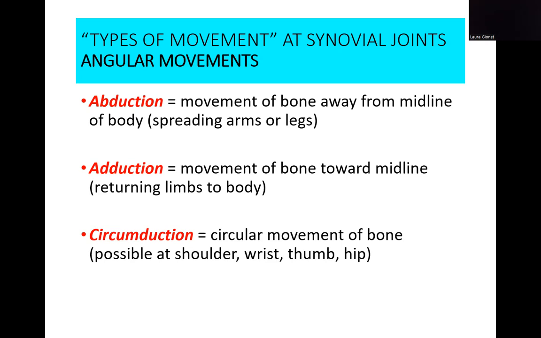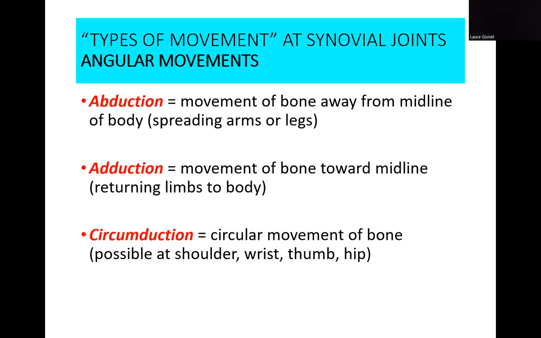Adduction means like adding two numbers together. So AB means away. In the legs, let's say you're standing in anatomical position, you lean over to the left side so you can bring your right leg out to the side. That would be abduction. And returning your leg to where you're standing upright with both feet on the ground would be adduction. Circumduction is circular movement of the bone.